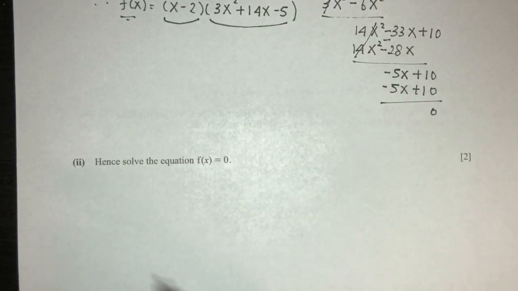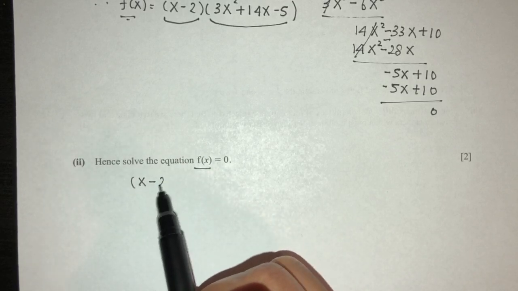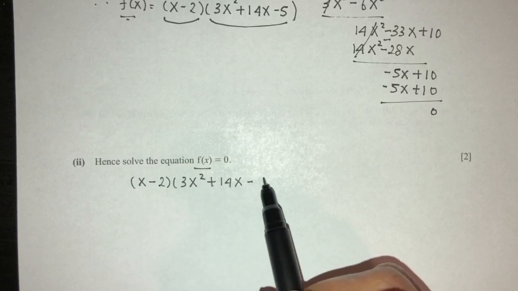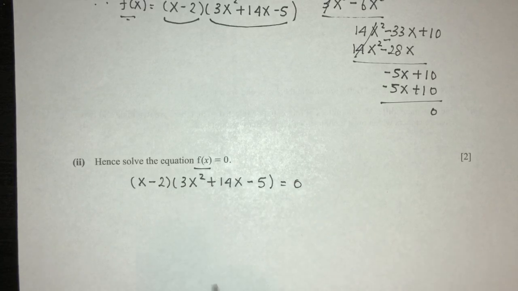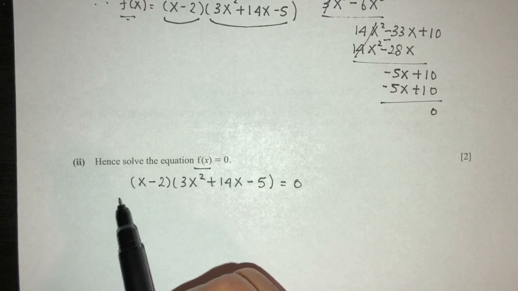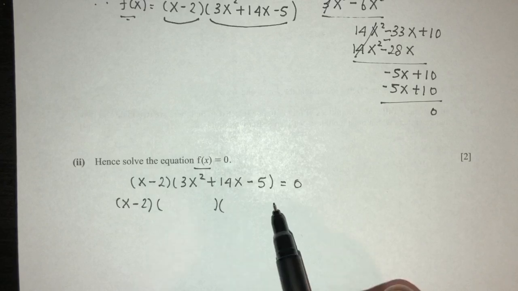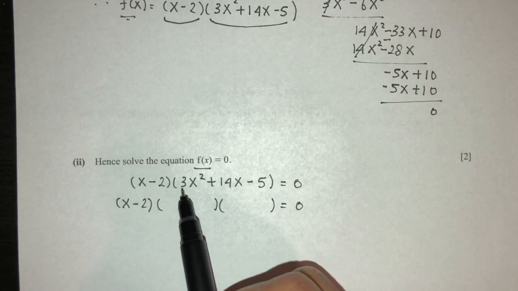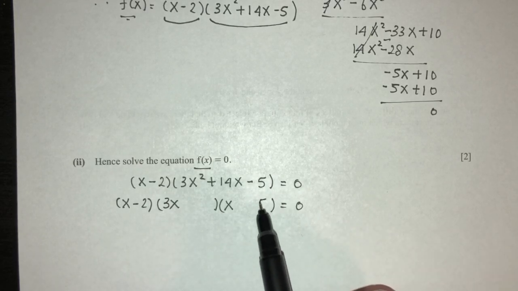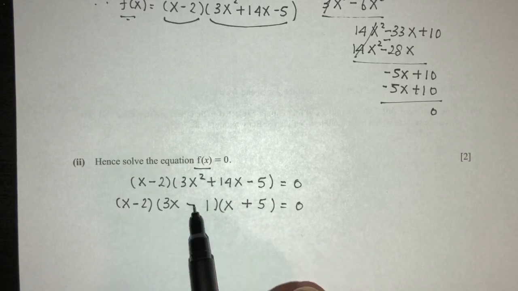Now for part 2, it says hence solve this equation. So now f of x is equal to x minus 2 times 3x squared plus 14x minus 5, equal to 0. So we have to solve this. We have to factorize this. We have x minus 2, and what is this one? We can do this into 2 brackets equal to 0. So what is 3x squared? It is 3x times x, and 5 is 5 times 1. So for us to get plus 14, it has to be plus 15 minus 1.